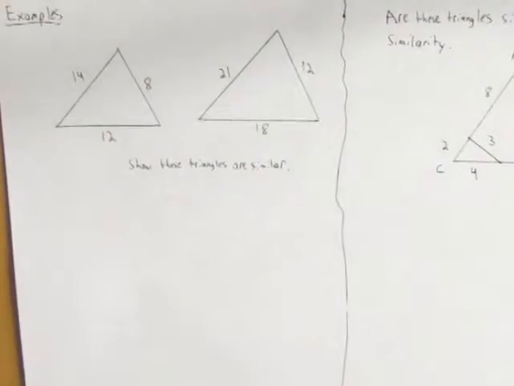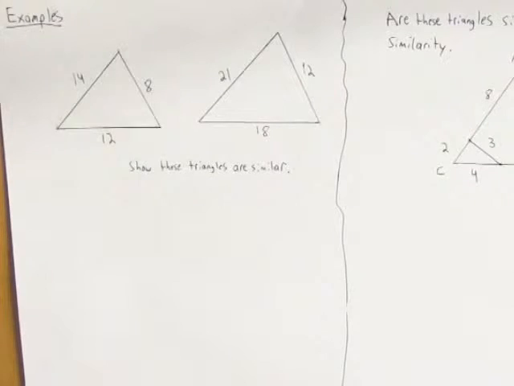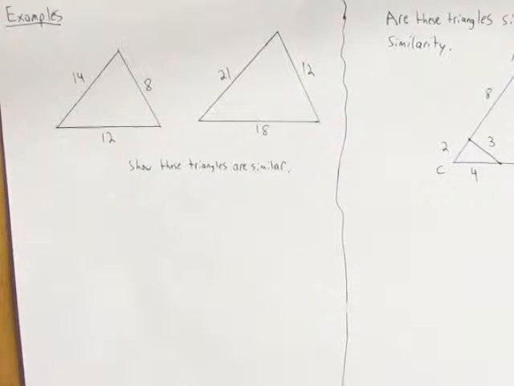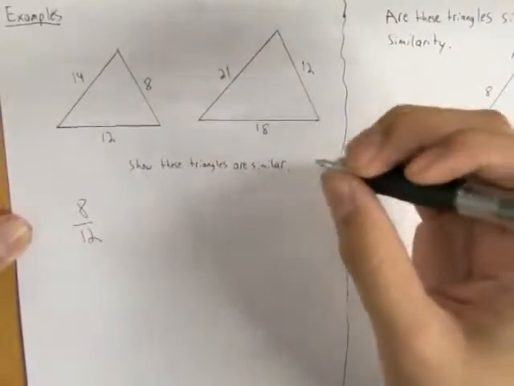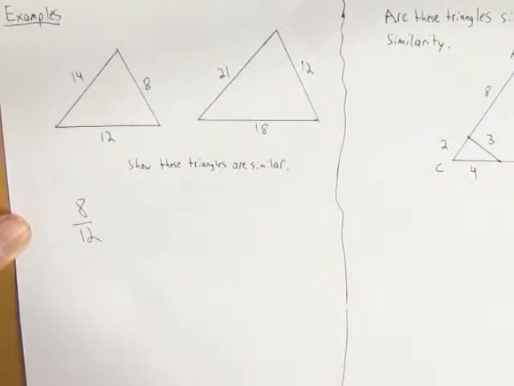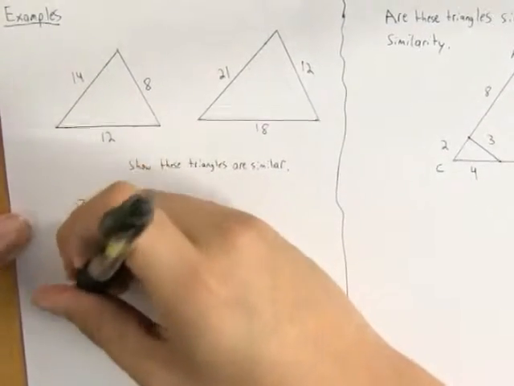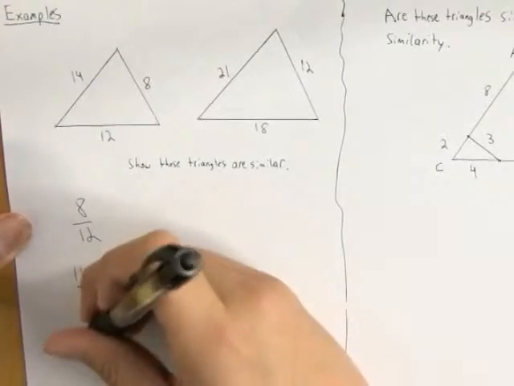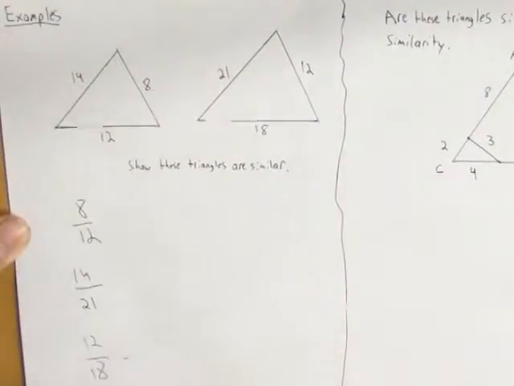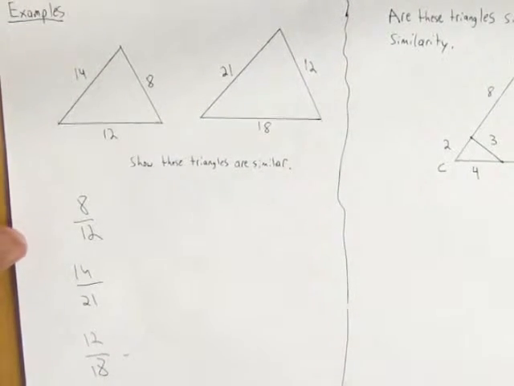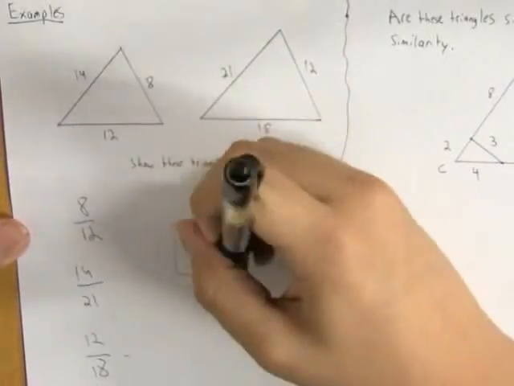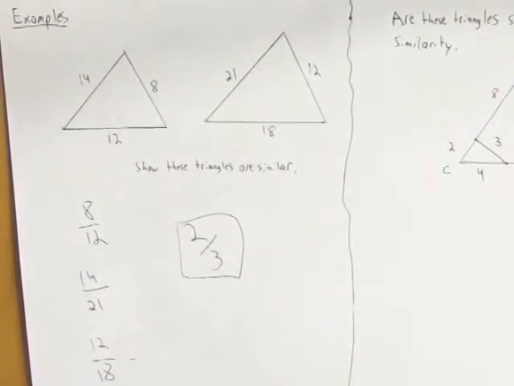Okay, now we're on the final example of the video. These are for the side similarity theorem. The first example says show these two triangles are similar. Now they don't give us any angles, and this is for side, so obviously we're going to start writing some proportions. So 8 over 12, 14 over 21, and 12 over 18. Now these all have to be equal to the same fraction, and we can clearly see that these are all equal to 2/3. So by the proportion of 2/3, these two triangles are similar.